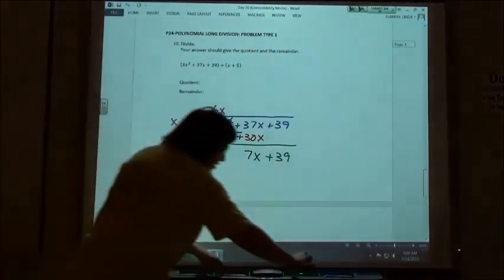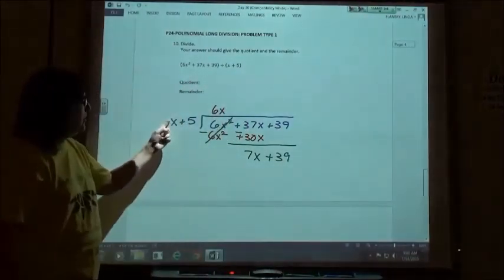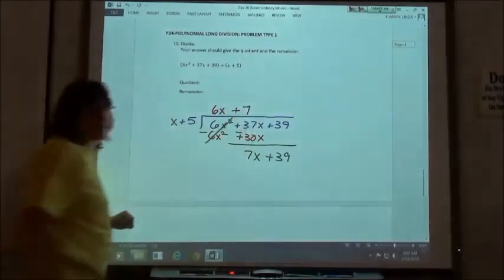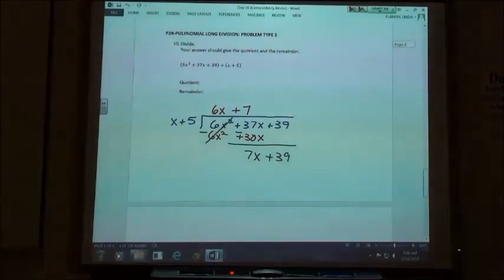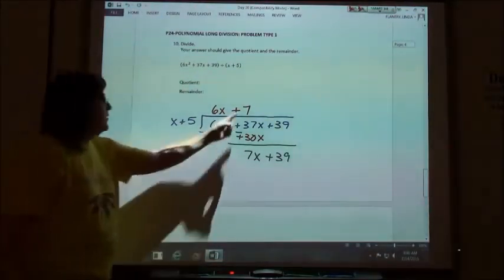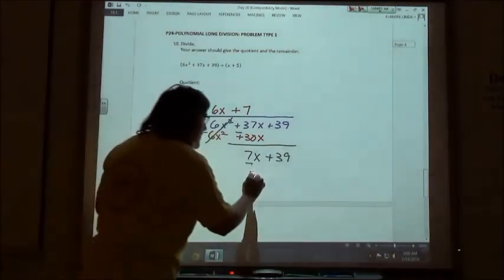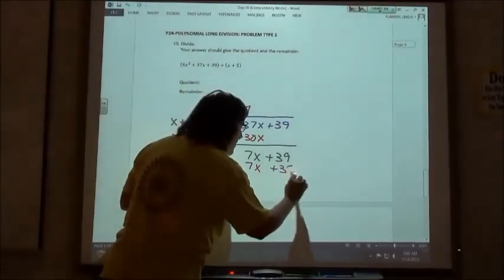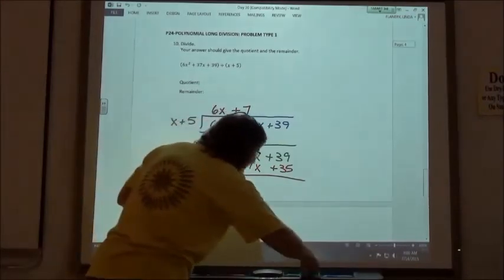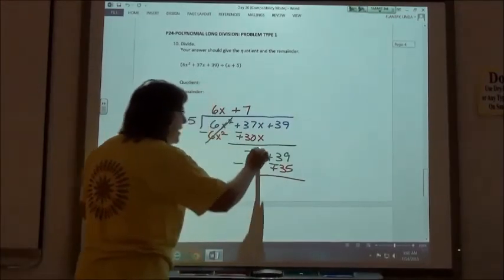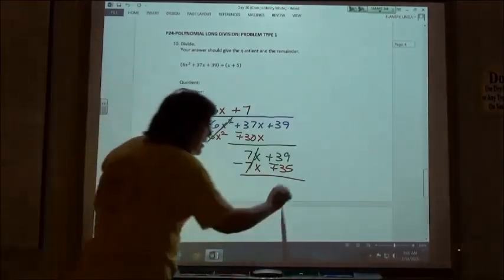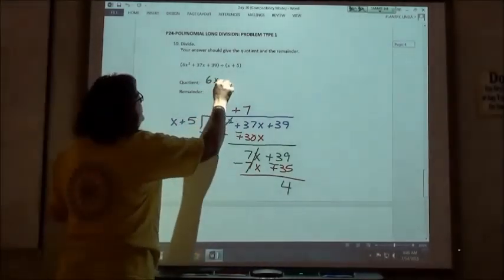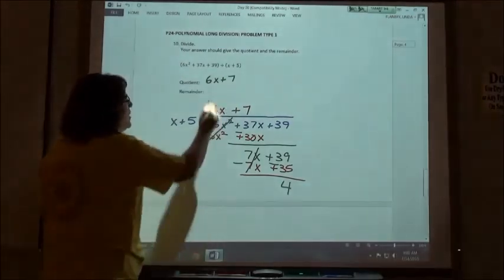Then you're basically just going to repeat that. What times x gives me 7x? Well, I just need a positive 7, and since it's not my leading term, I need the plus sign there. So 7 times x is 7x. 7 times 5 is 35. But then I have to subtract, so I change my signs. Cancels out the leading term. I get a remainder of 4. So 6x plus 7 is my quotient.